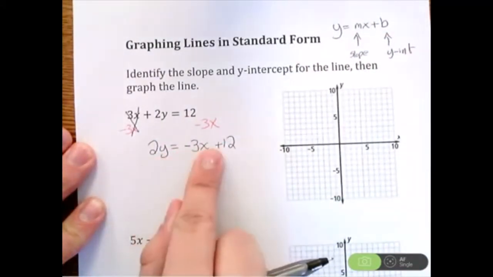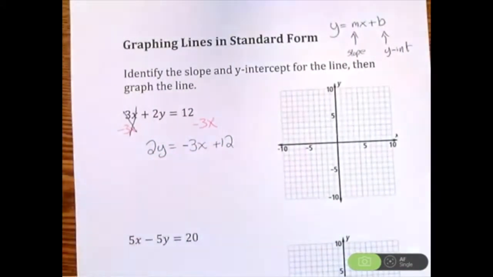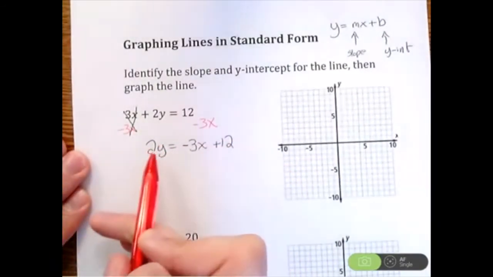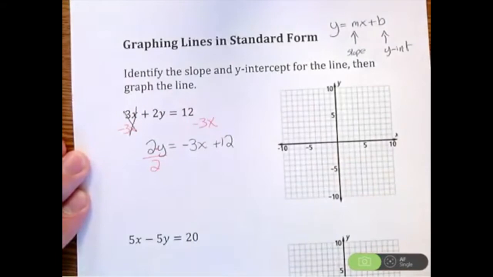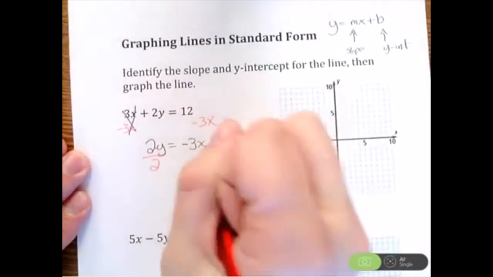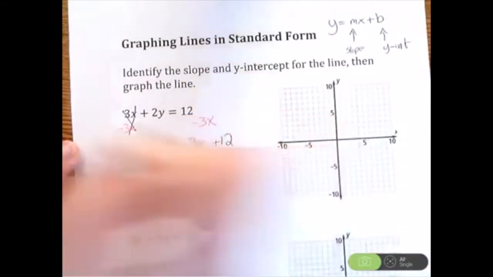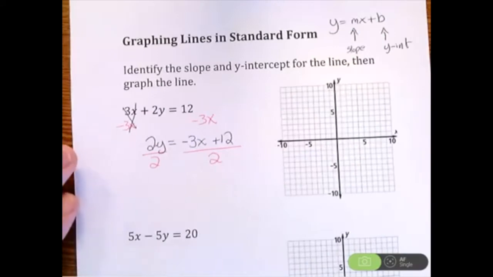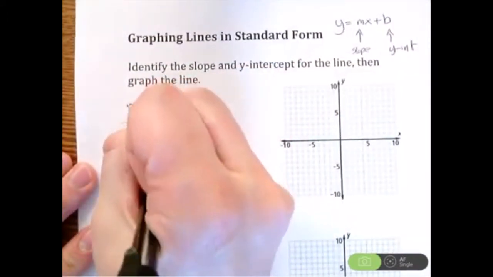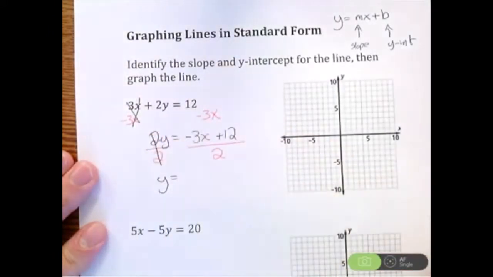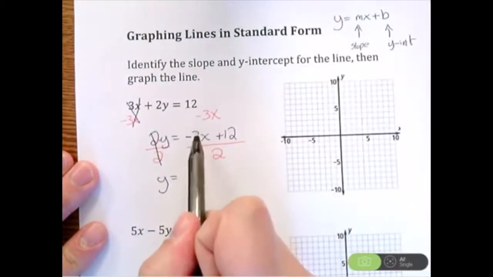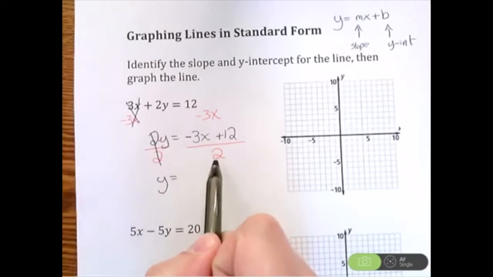Only thing we still have is this 2 in the way. We're multiplying by 2 here, so the opposite of multiplying by 2 is dividing by 2. Now, when I divide the left side by 2, I need to divide the entire right side by 2. So multiplying and dividing by 2, those are gone, so I'm left with y. I have negative 3 divided by 2.